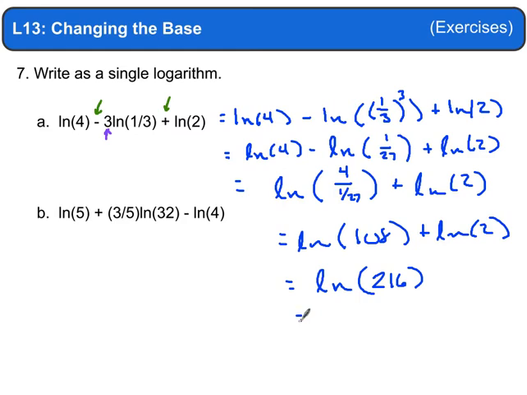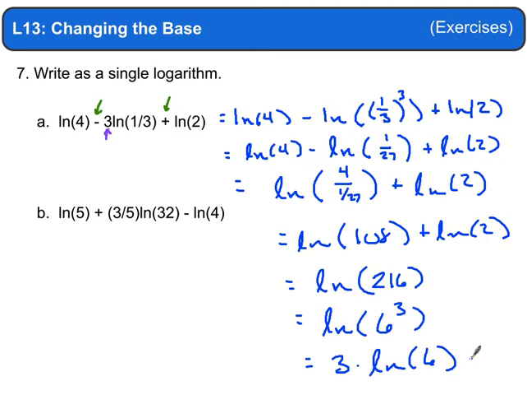The author in the book suggests that this 216 can be rewritten as 6 to the 3rd power, and you could pull the 3 out as such. If you see that, that's great. If not, we're not going to get too worried about that.